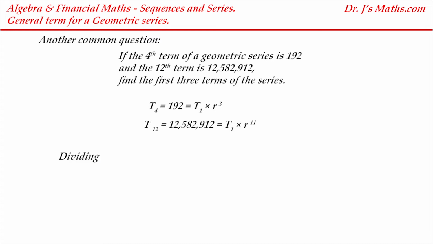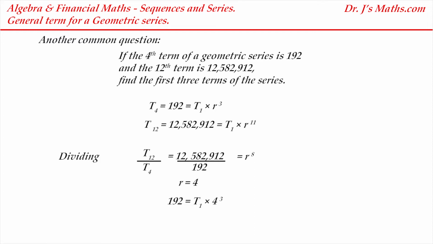Now just divide them. T12 divided by T4. We have 12 million, etc., over 192, and the T1s cancel out, so we're left with r to the 11th over r cubed, which is simply r to the 8th. Put it into your calculator and calculate the 8th root, and the r turns out to be 4. See? Easy. We didn't have to get concerned about anything.